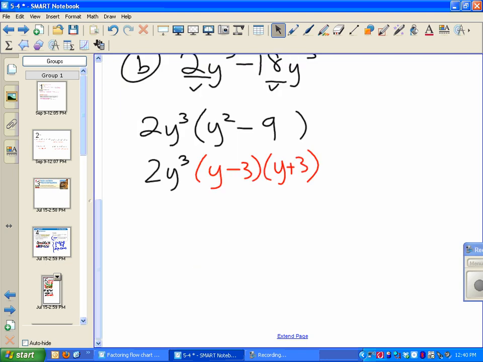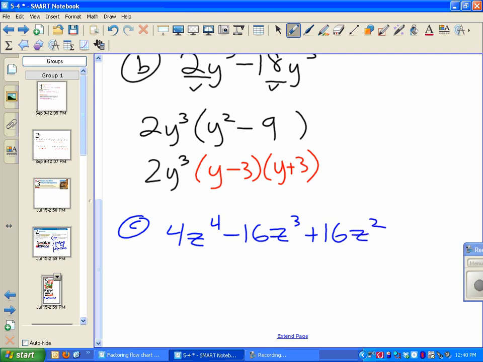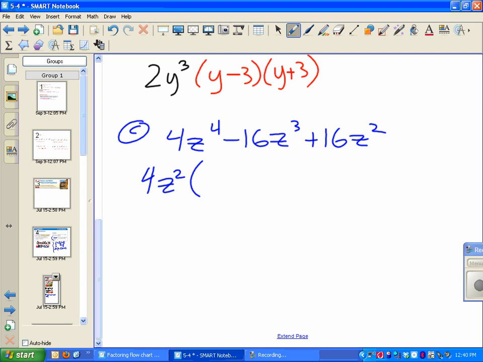And then our last example is 4z to the 4th minus 16z cubed plus 16z squared. Okay, so we're always looking for a GCF. And let's see, they all have 4 in common. And the greatest common factor for z's would be z squared. They all have a z squared in there. So then we ask ourselves, what times 4z squared is equal to 4z to the 4th? That would be z squared, and then minus 4z plus 4.